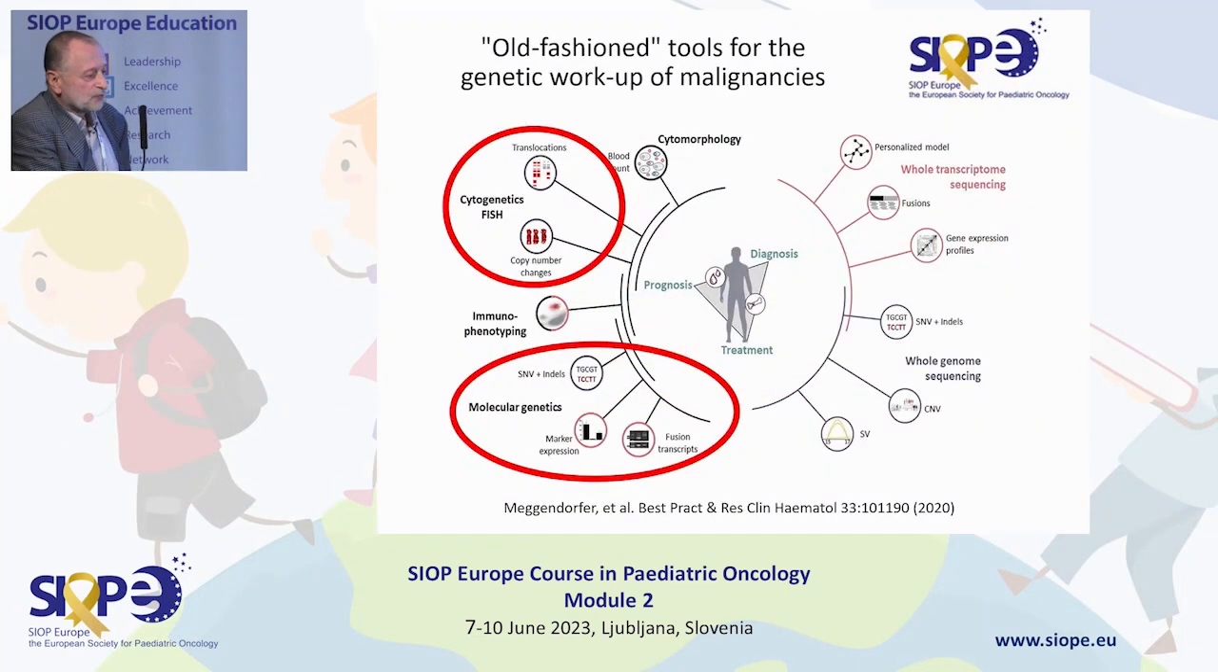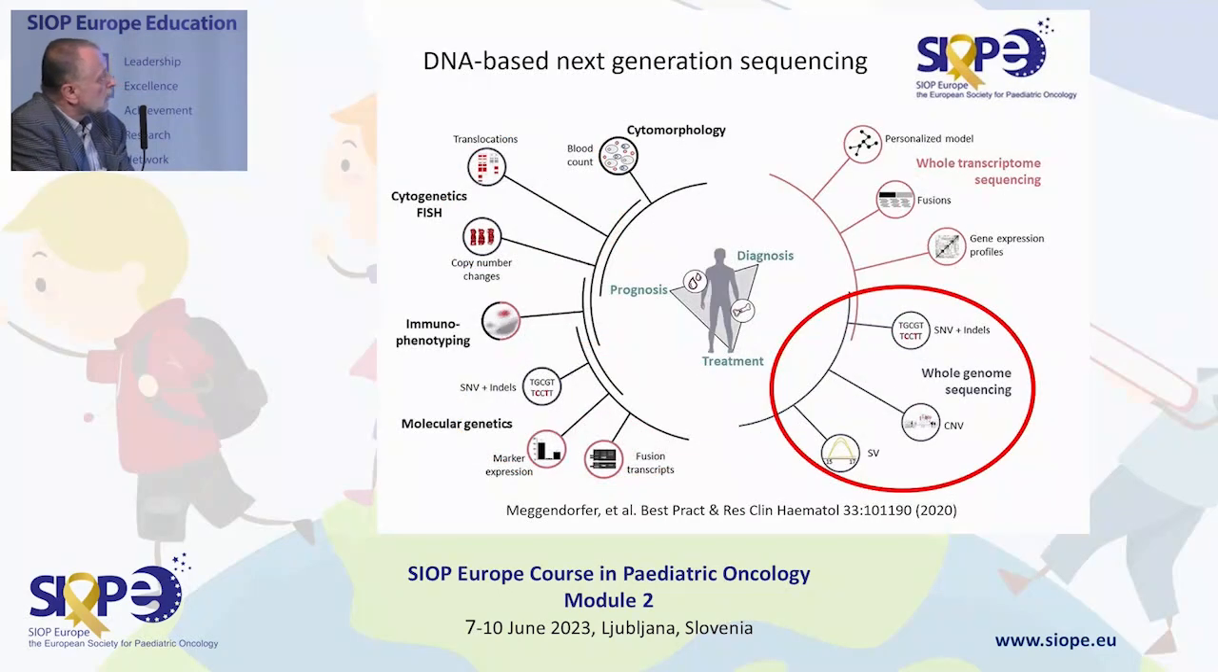And there are many tools, of course, which you can use for the genetic workup of malignancies. There are the old-fashioned ones, which I grew up with and am very well acquainted with, which are cytogenetics and FISH. There are the molecular genetic methods, which are basically PCR, also expression analysis and looking for fusion transcripts. So that's basically the old ones. And these are the new ones. That's basically whole genome sequencing, DNA-based, and that's what I mainly will talk about now.